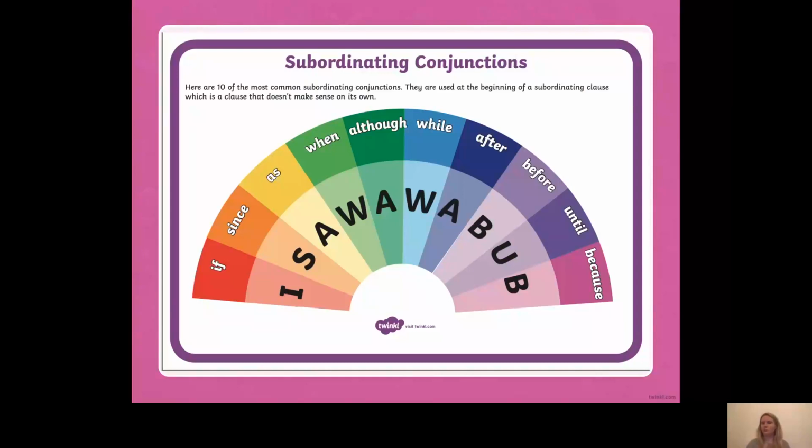Well, here are all of our subordinating conjunctions. We have one subordinating conjunction to represent each letter of I saw a wobub. And when we looked at our diary entries for the Great Fire of London, we looked at if, we looked at when, and we looked at because. So we used three different subordinating conjunctions. Now, today we are going to be looking at two more subordinating conjunctions, which are after and before. So today we're going to be looking at five different subordinating conjunctions. So let's carry on with our lesson.